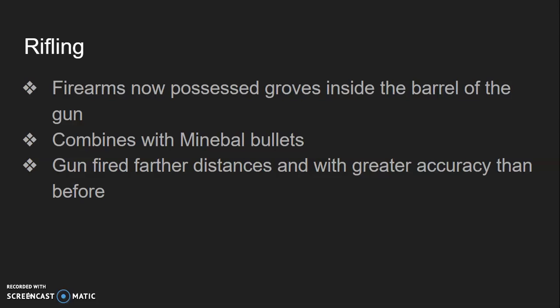Rifling. So firearms possess grooves inside the barrel of the gun. That's what we call rifling. It enables the bullet to spin when exiting the gun. This is the device called a mini ball, which is a small bullet, which basically resembles a modern bullet, as you would see. It has that roughly cone-shaped, that conical sort of shape about it. Now, the result of this was a bullet that spun rather like a modern football does.